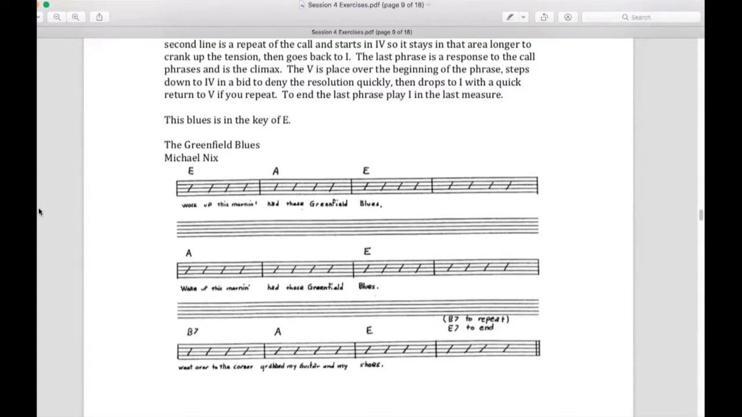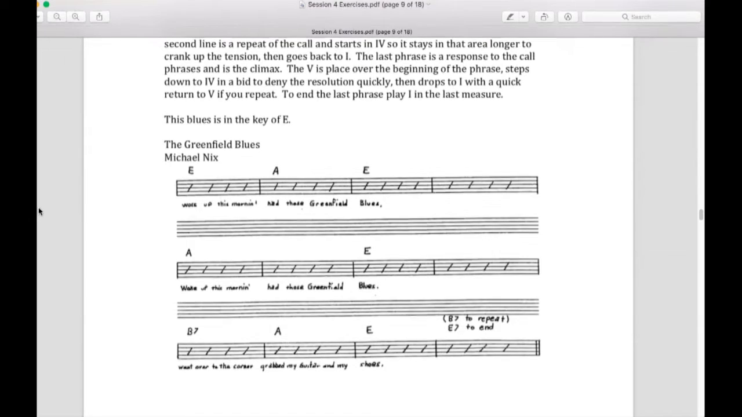So we get, woke up this morning, I hear those Greenfield blues. And then you get the 4 chord again. Woke up this morning, I had those Greenfield blues. And it stays there. Then the climax, went over to the corner, I grabbed my guitar and my shoes. Let's play it together. Here we go.